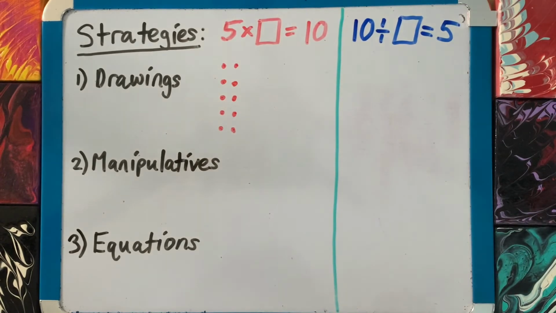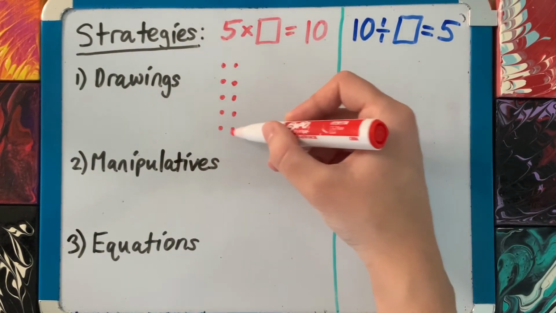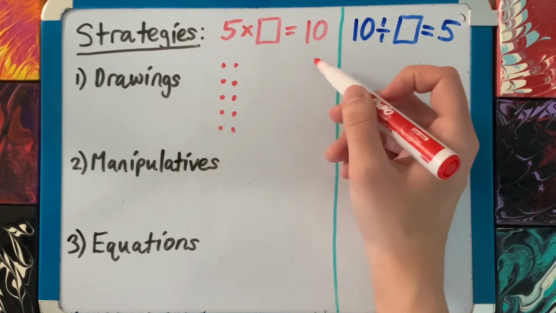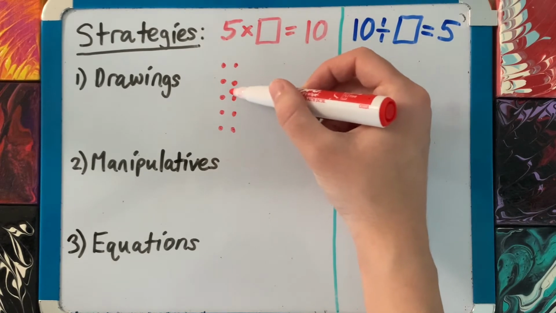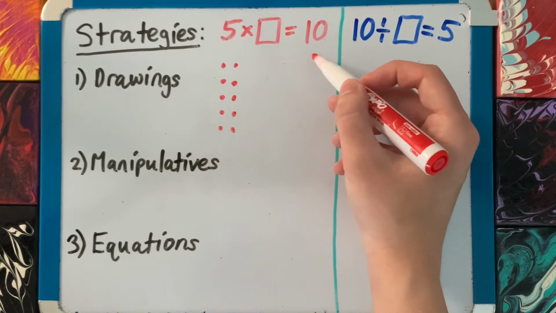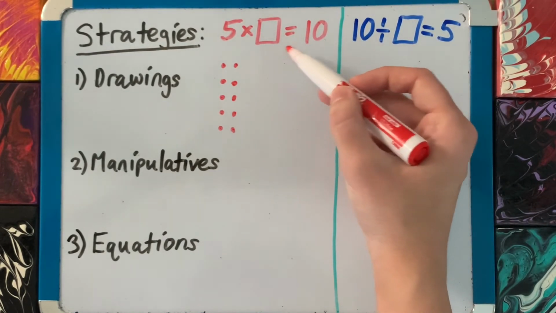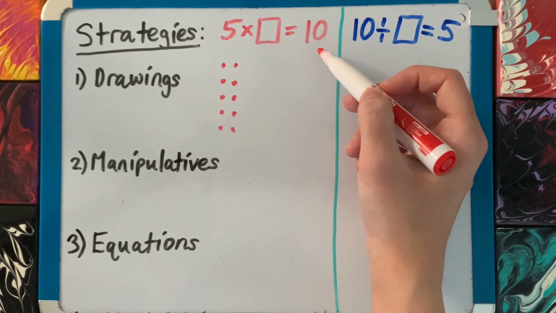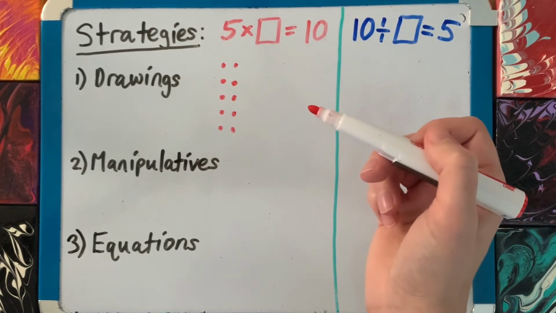Okay, so now we have 5 rows still. 1, 2, 3, 4, 5. And let's check how many total dots we have. 1, 2, 3, 4, 5, 6, 7, 8, 9, 10. Oh, we do have 10 dots total. Interesting. So we have 5 rows times blank columns equals 10 dots. So we already have our total of 10 dots. So how many columns do we have?